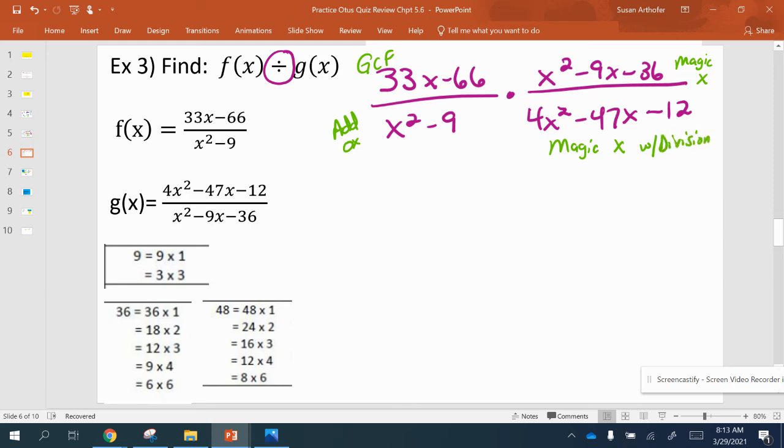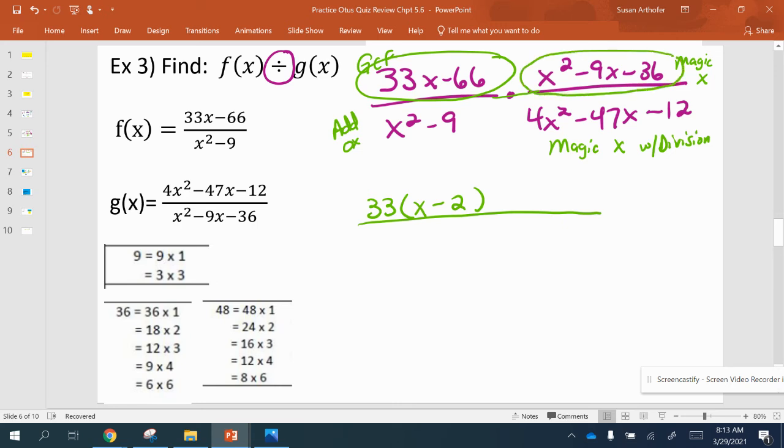Okay. So since it's multiply now, I can just draw one straight bar. I'm going to do this GCF first. So I know that I can pull out 33. I put the parentheses. This would be x minus 2, because 33 plus 33 is 66, right? I'm going to stay up on the top and do this next one where it's just a magic X. So I'm going to need 2 parentheses. I'm going to do that off to the side.